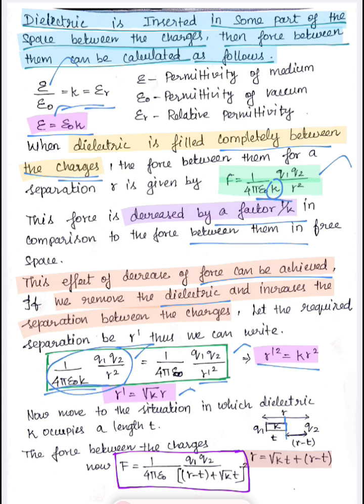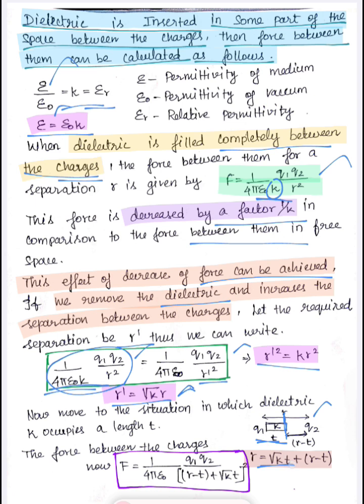If the dielectric is present up to t length between the charges, then what will be the force? Consider the total distance between the charges is r distance. The dielectric is present up to t length. So up to this distance we consider root k into t, because we already know that when the dielectric is present up to r distance, the effective distance to reduce the force, same as the force between the two charges when the dielectric is completely filled, is r dash equal to root k into r.